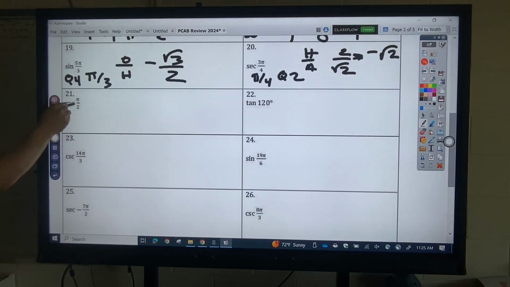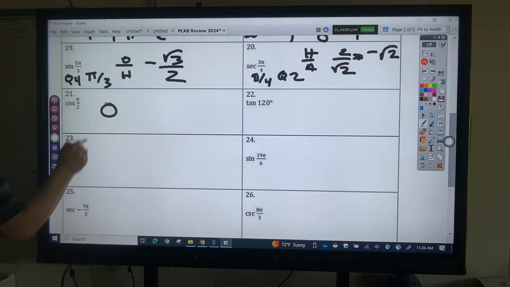Okay, this is an axis point. So at pi over 2, my axis point is just 0.